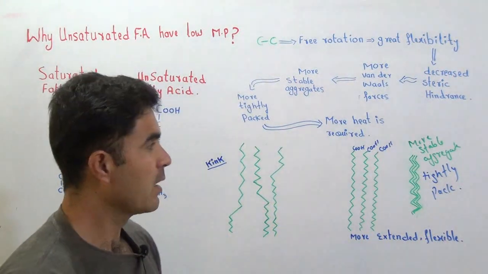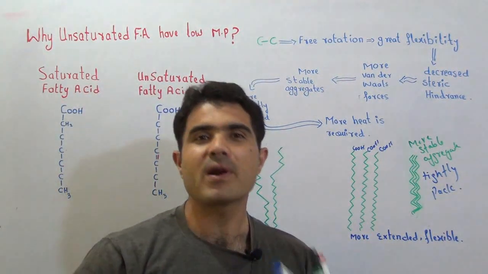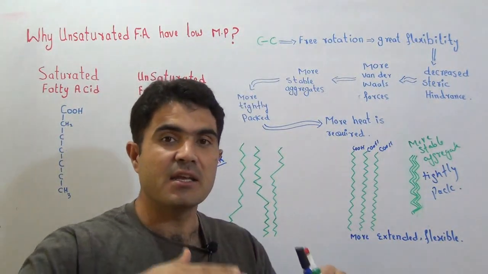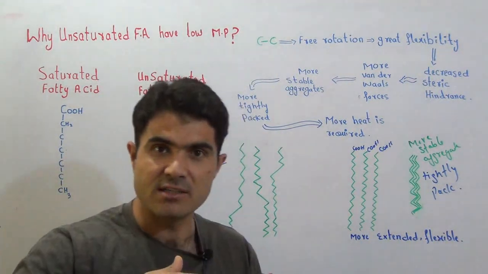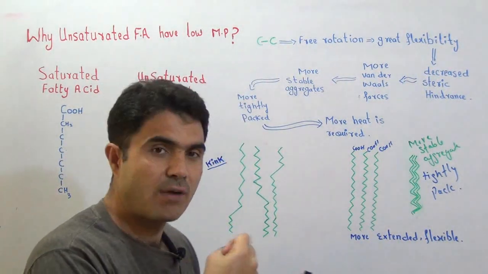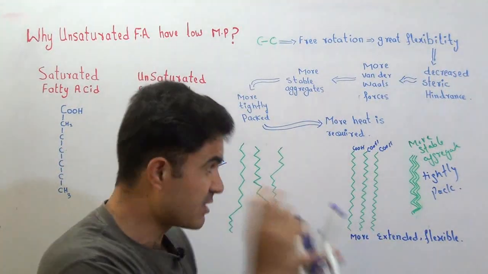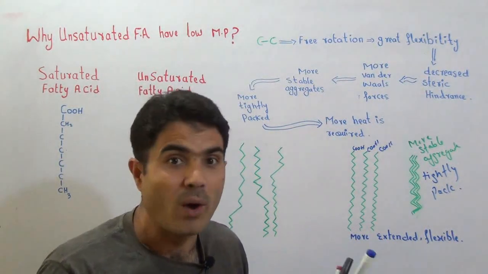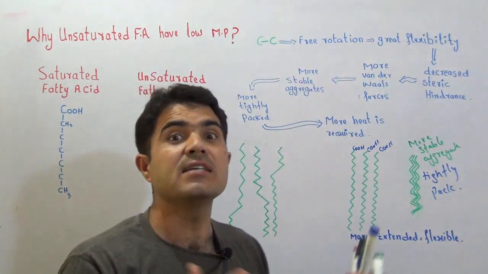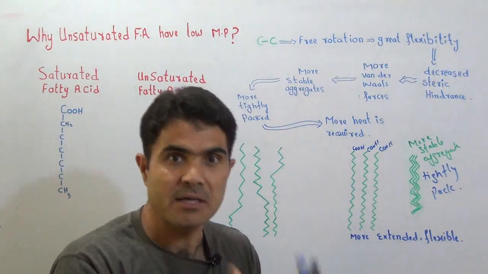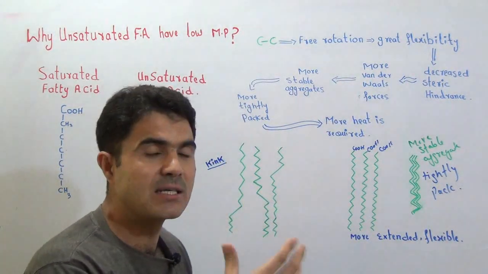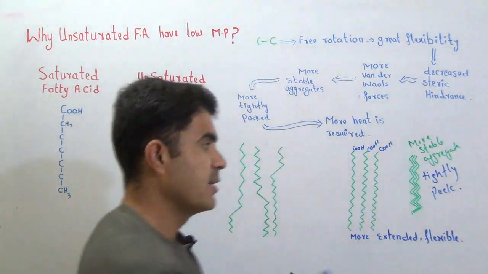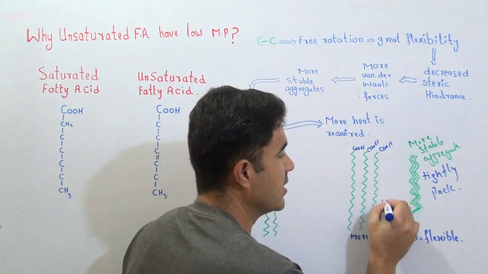Now you tell me, if something is properly arranged, it is already in a very stable, low energy state. So if you want to disturb this, you cannot disturb this kind of structure easily. Why? Because it is already stable. So if you want to disturb it, how will you disturb it? You will provide it heat.